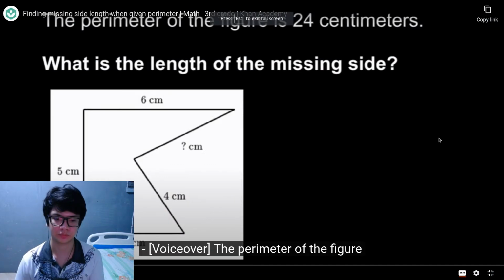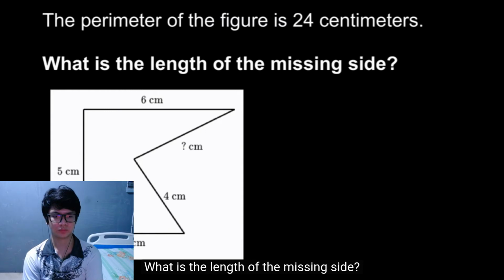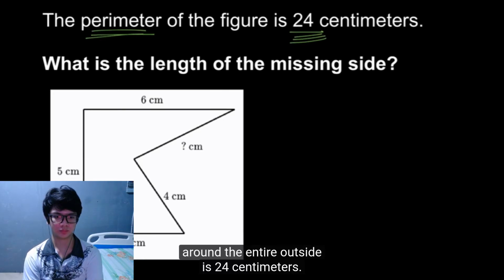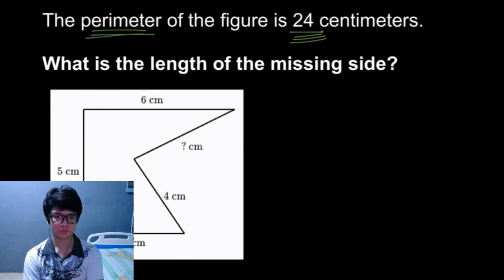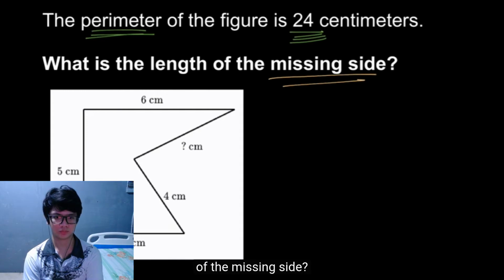The perimeter of the figure is 24 centimeters. What is the length of the missing side? So we're told this figure down here has a perimeter of 24 centimeters. So what that tells us is that the distance around the entire outside is 24 centimeters. But what we want to know is what is the length of the missing side?